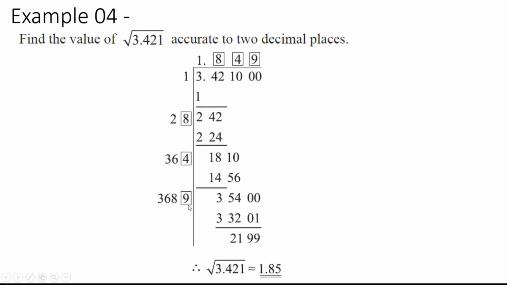When you take 9 as the missing digit, and when you multiply 3689 by 9, you get this value. Then the difference is 2199. So you can take 1.849 and round it off to 2 decimal places. Therefore, the square root of 3.421 accurate to 2 decimal places is 1.85.